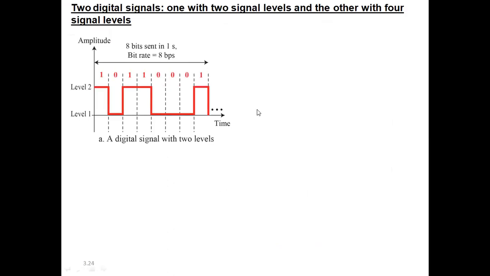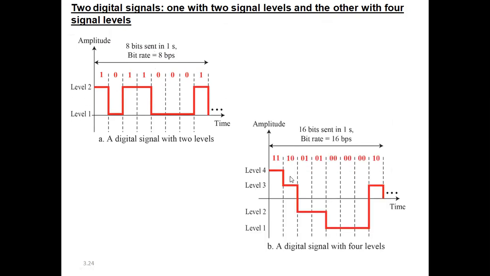Now this is the example. We want to send 8 bits per second. For that, we are using 2 levels of information, which means we transmit either in the form of 0 or in the form of 1. In the second diagram, you can see we have 4 levels. 4 levels means 4 different types of input: 00, 01, 10 and 11. So here in 1 second we are able to transmit 16 bits, so the bit rate is 16 bits per second.